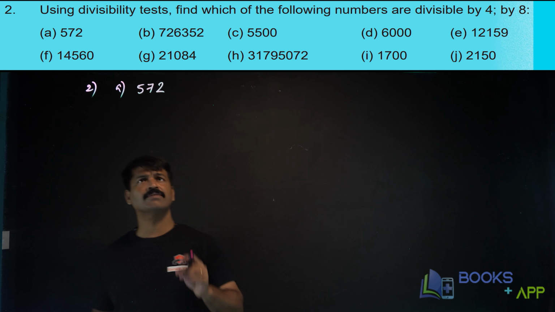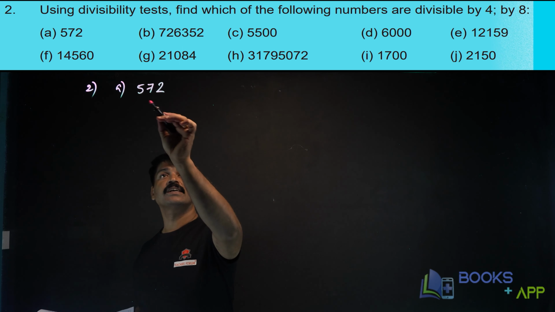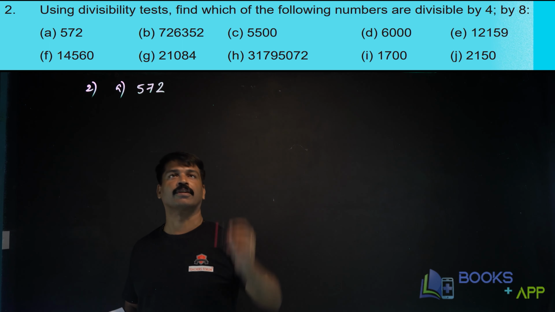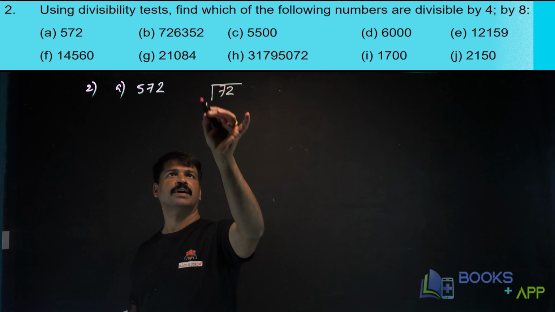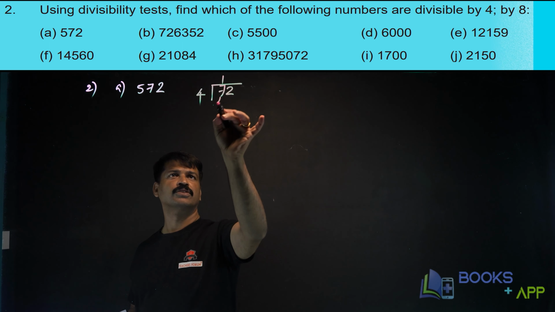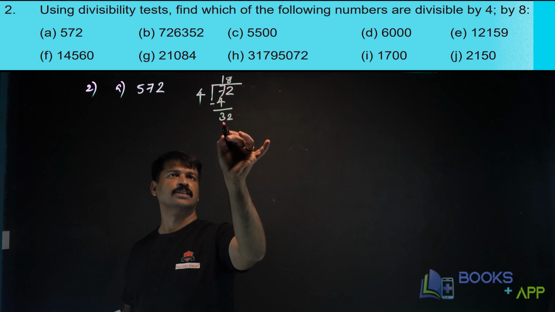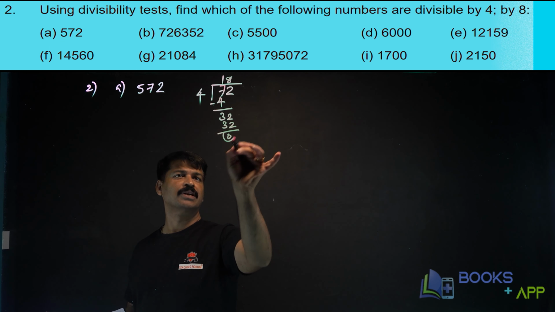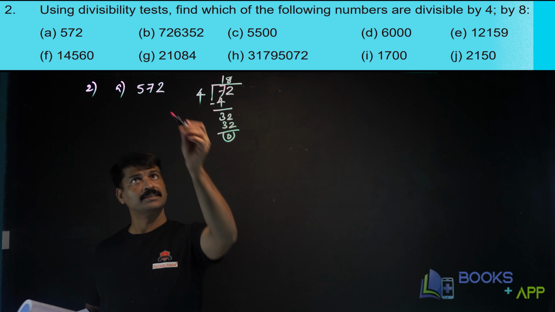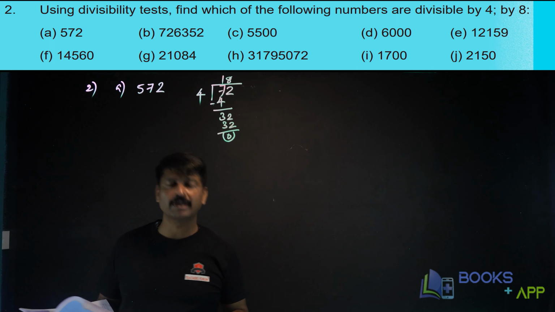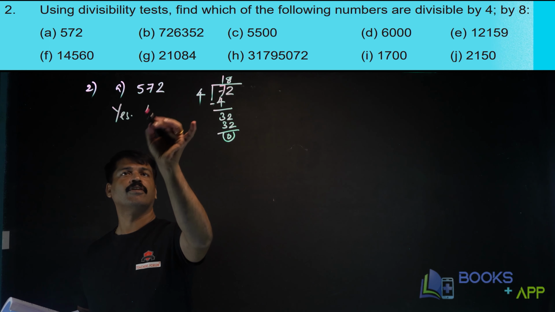To check whether a number is divisible by 4, what we have to do? Take the last two digits and divide by 4. What is the last two digit? 72. Let us divide 72 by 4. What you will be getting? 1 4 is 4. You will be getting 3, 32. 8 4s are 32. So, it is divisible. Last two digit is divisible by 4. So, what do you think? Can this 572 be divisible by 4? Yes, it is divisible by 4.